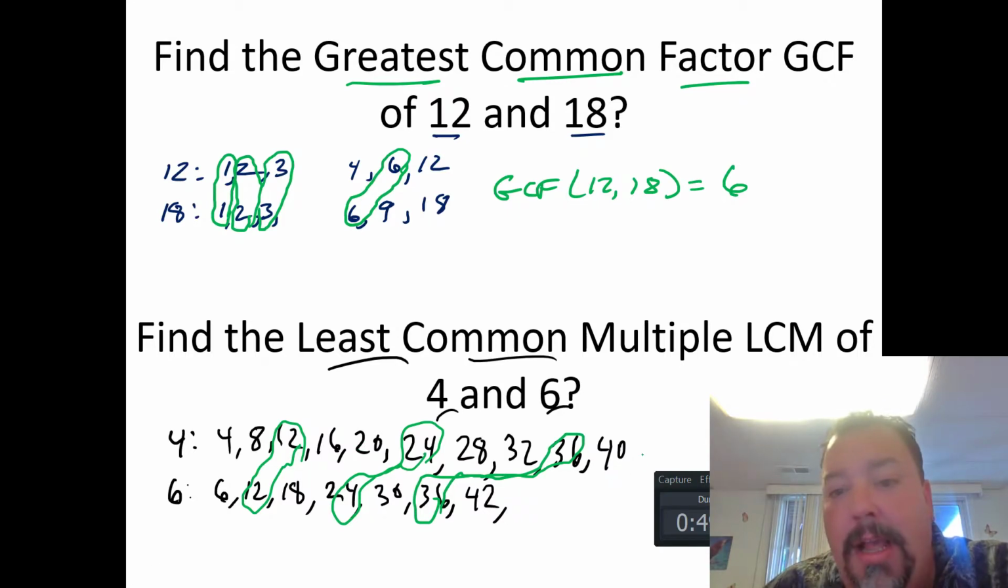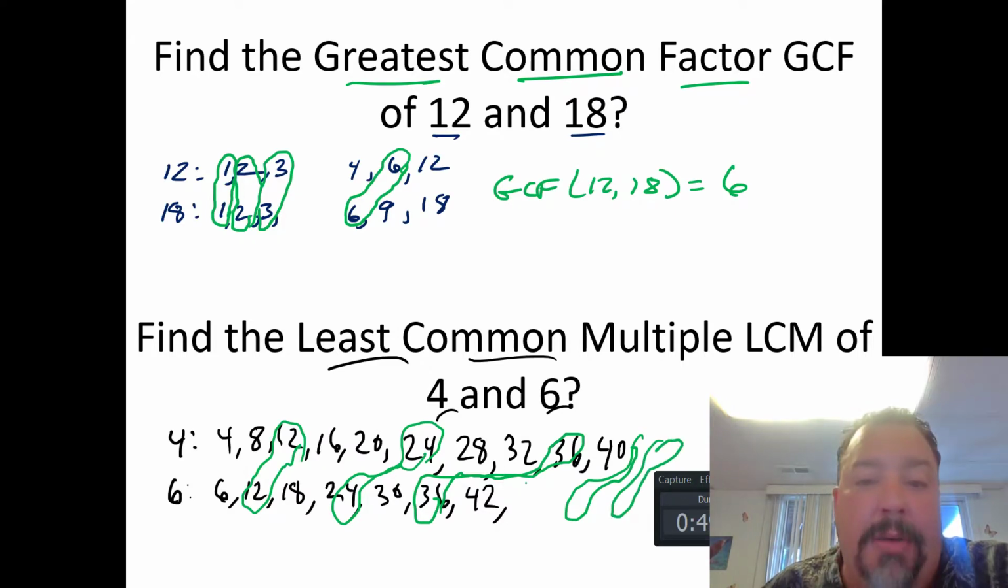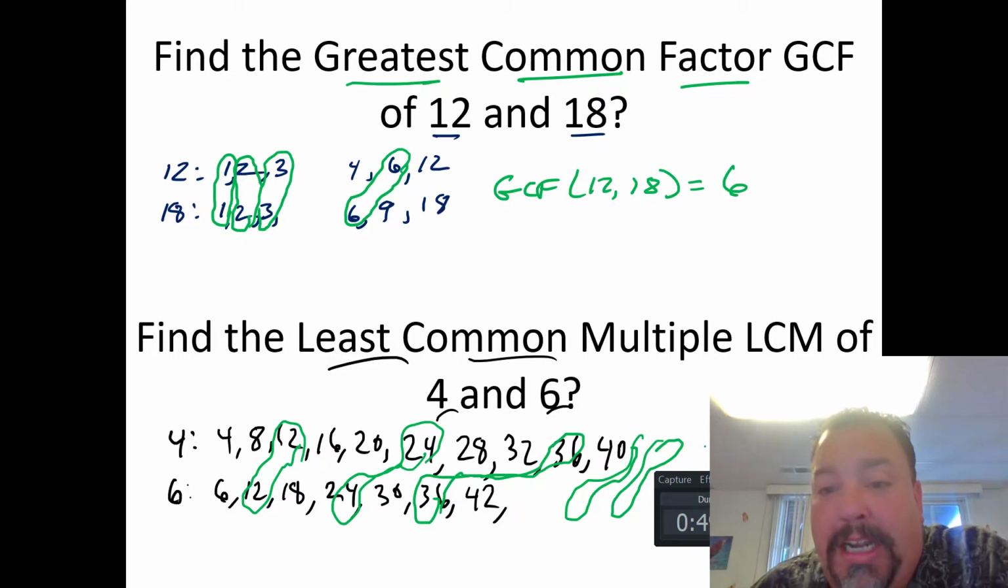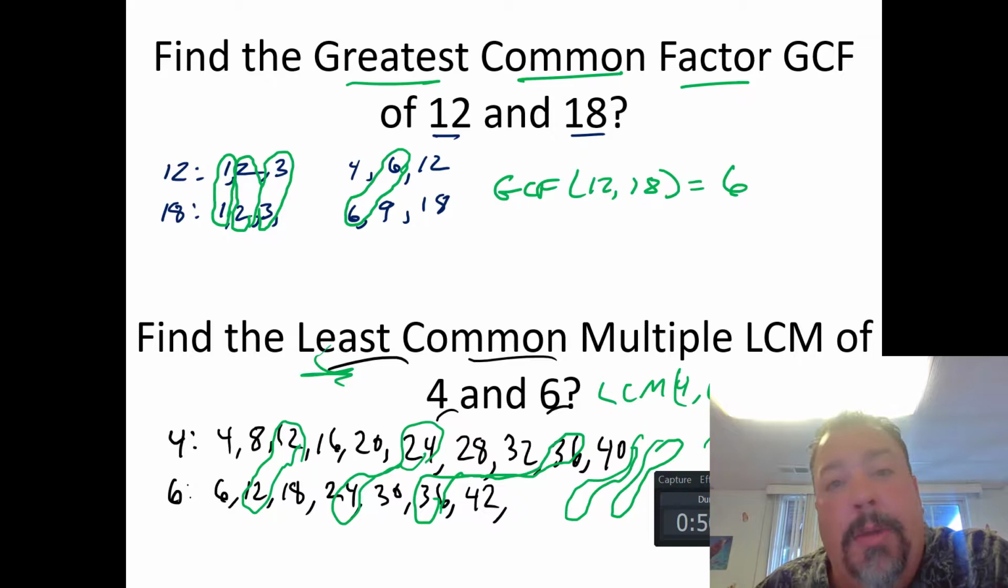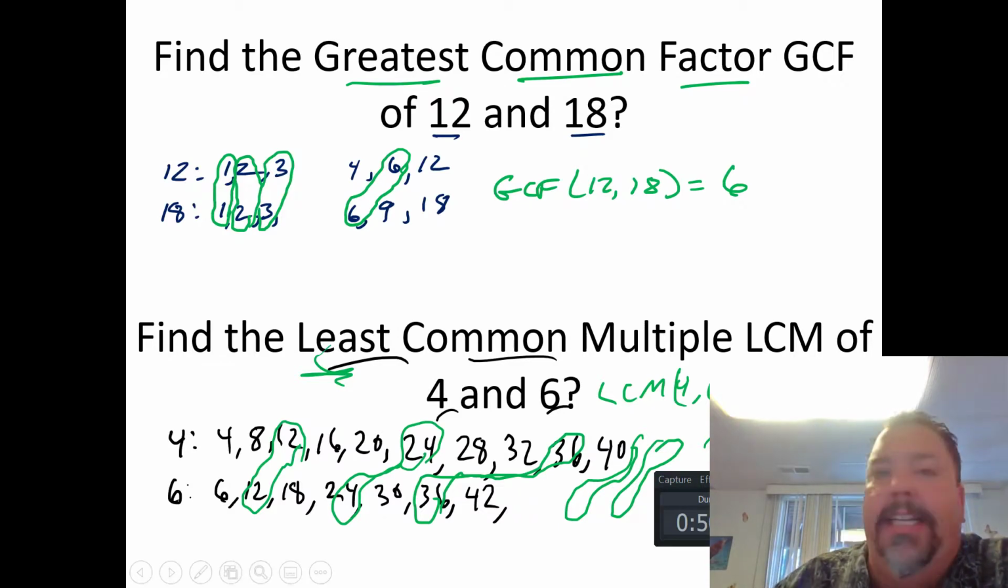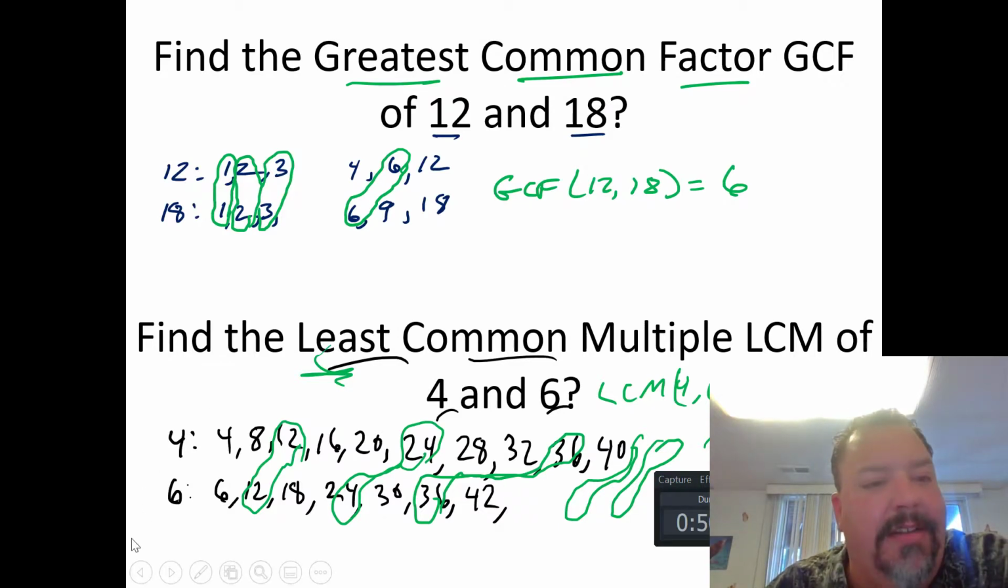If we keep going, we would have more numbers that would be in both lists. Remember, both of these lists are infinite, so there would be more and more as we go along that would be in both. But the least, the smallest, in this case, the LCM of 4 and 6 is going to be 12. And so that's the old school way of finding the GCF and the LCM.